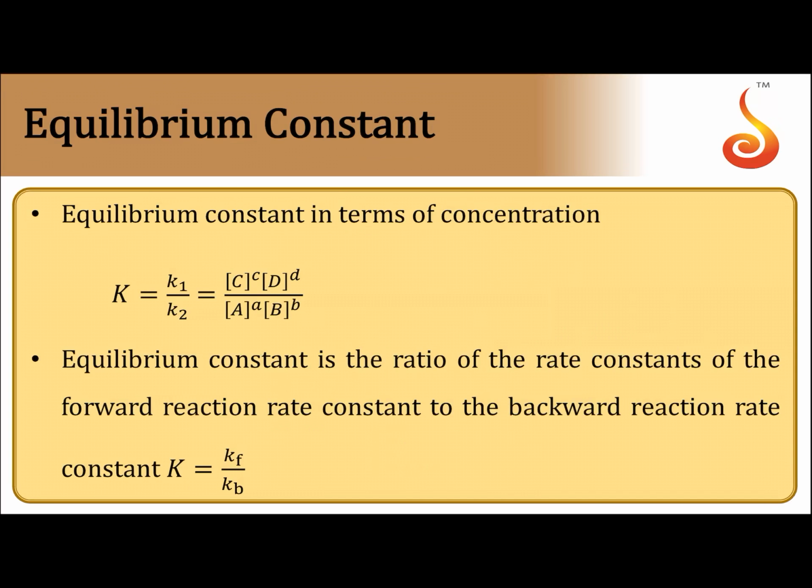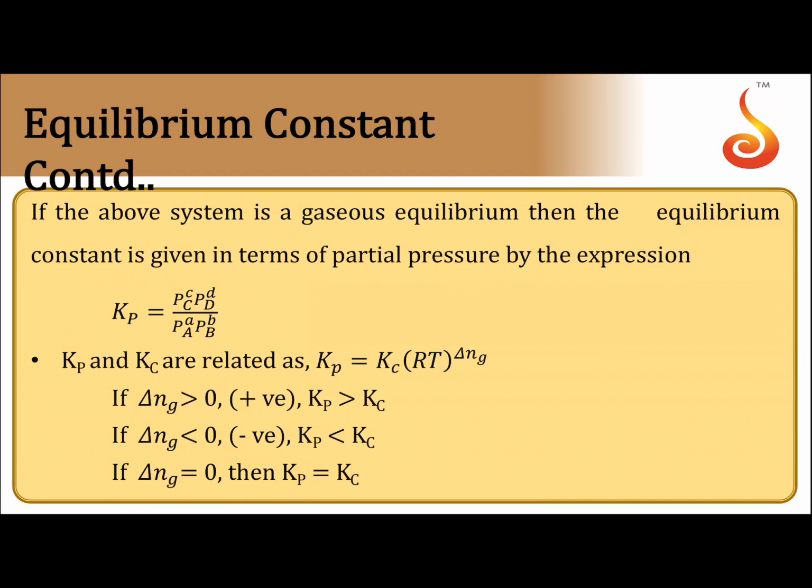So the equilibrium constant in terms of concentrations will be C power c into D power d by A power a into B power b. It is defined as the ratio of the forward reaction rate constant to the backward reaction rate constant, that is, Kf by Kb itself is called the equilibrium constant.